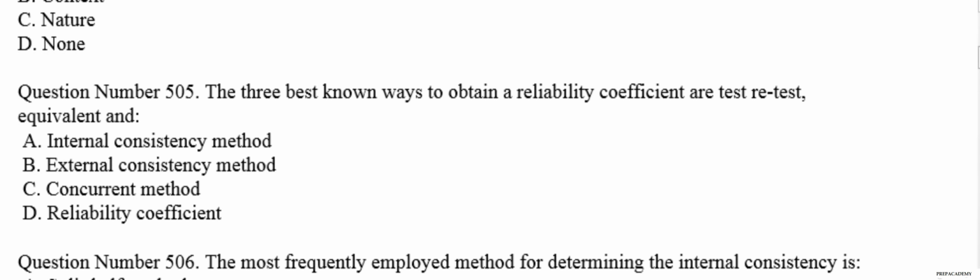Question number 505. The three best known ways to obtain a reliability coefficient are test-retest, equivalent forms, and A, internal consistency method. B, external consistency method. C, concurrent method. D, reliability coefficient. The correct answer is option A, internal consistency method.